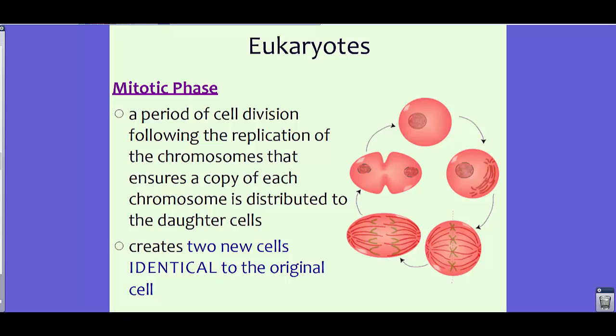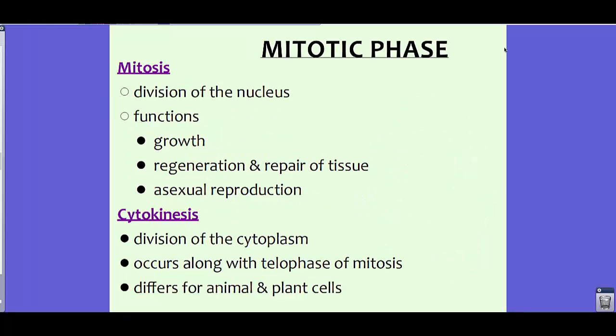So the daughter cells are the new cells, identical to the original cell. So mitosis creates two identical daughter cells. Keep that in mind because that's going to be important from here on in. Now the mitotic phase involves a few different things. First is the division of the nucleus.